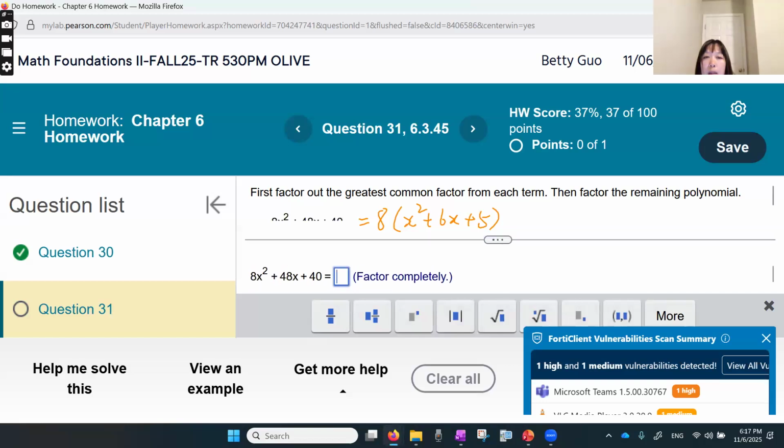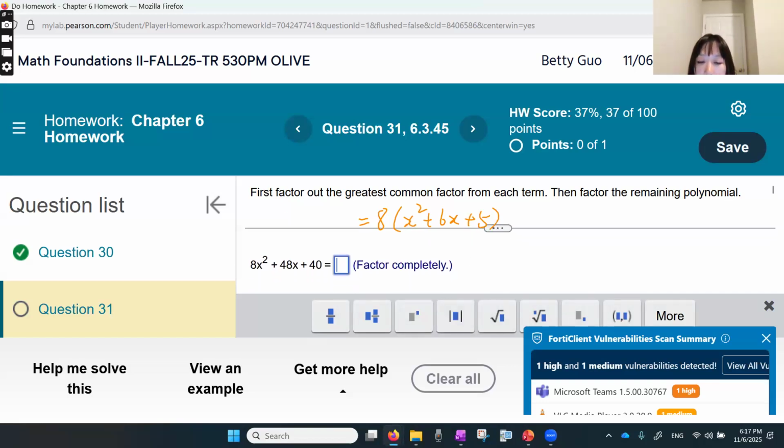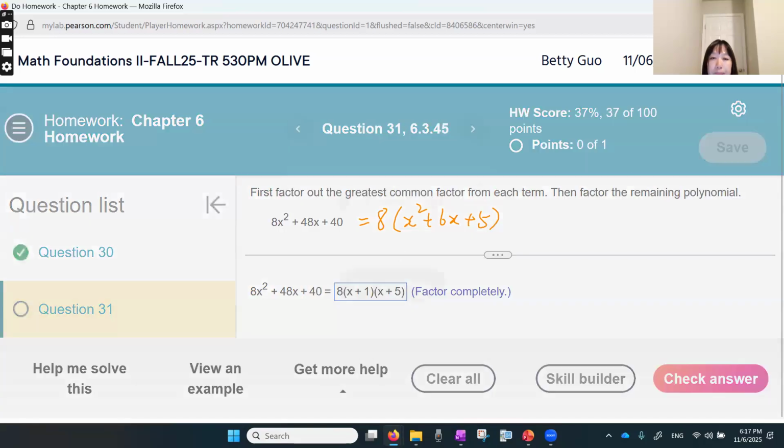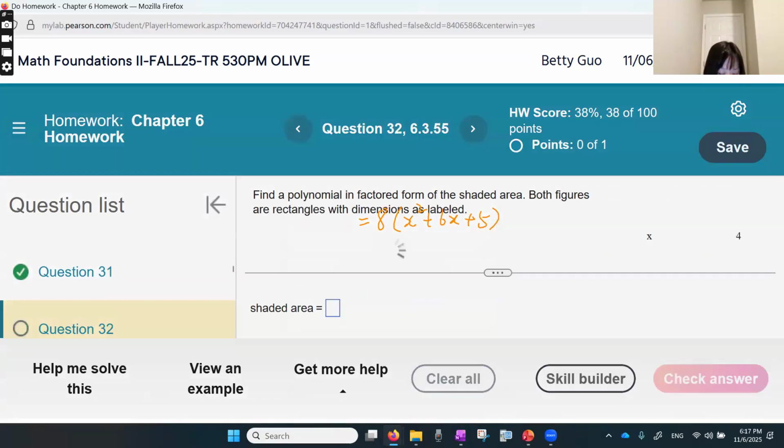Also, did you guys repeat the examples I gave you in the slides? Because for each question, I only have time to give you one example. We had a similar problem, right? You need to factor out the GCF and then apply the shortcut. So we have an 8 out, and for the trinomial inside the parentheses we apply the shortcut. Both of them are positive, right? Plus 1, plus 5. 1 times 5 is 5, 1 plus 5 is 6, and done. Okay. Erase.